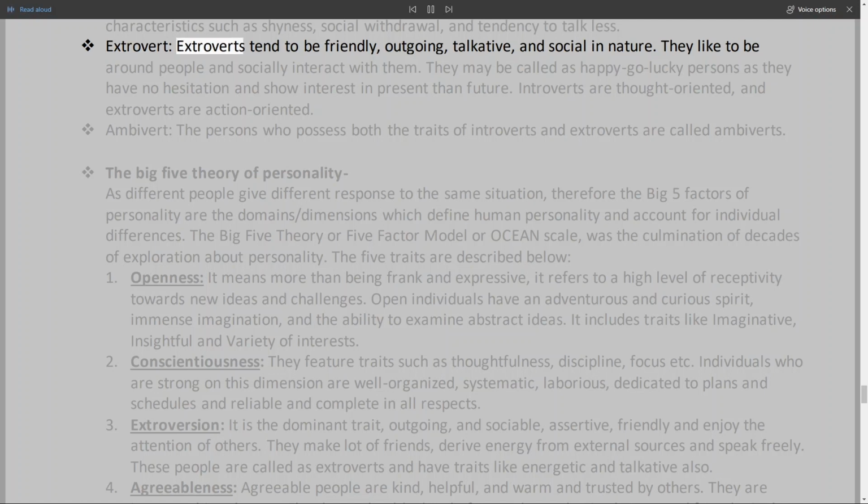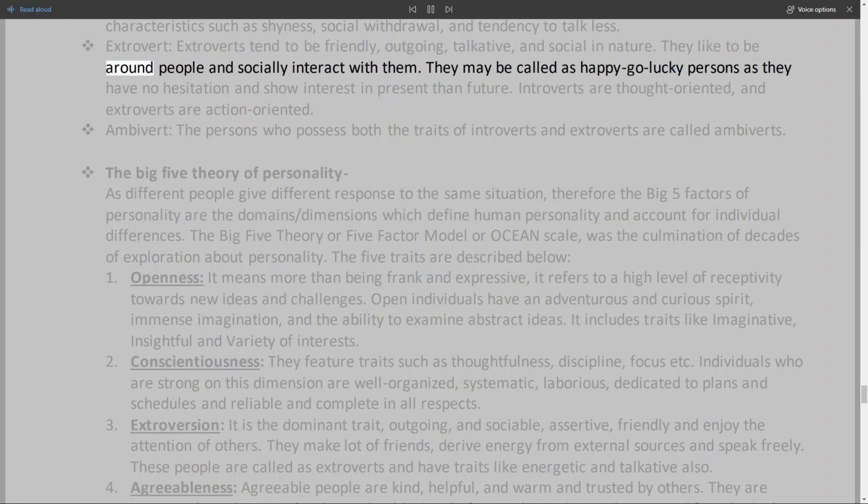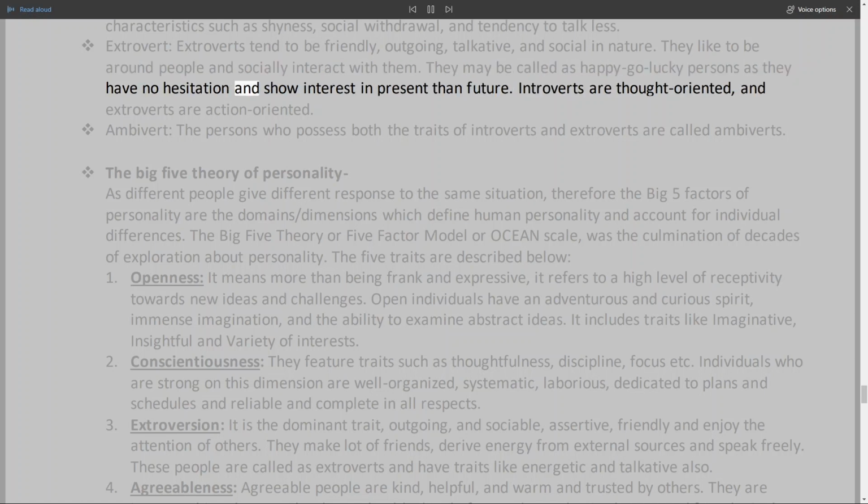Extroverts tend to be friendly, outgoing, talkative, and social in nature. They like to be around people and socially interact with them. They may be called happy-go-lucky persons as they have no hesitation and show more interest in the present than the future. Introverts are thought-oriented, and extroverts are action-oriented.